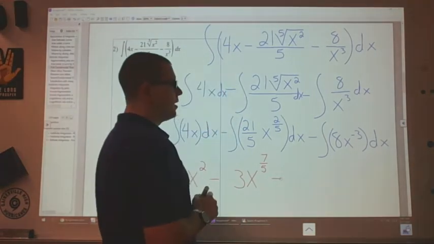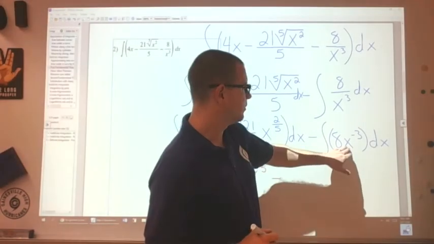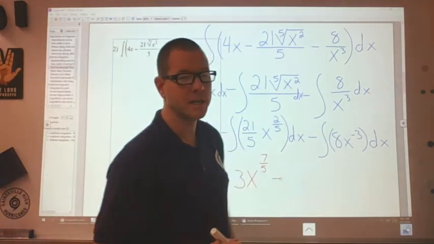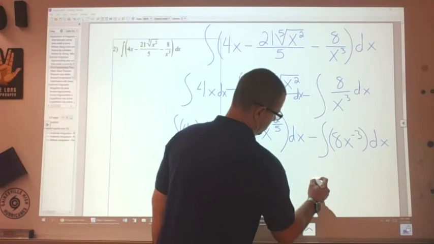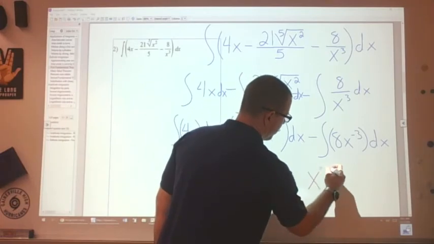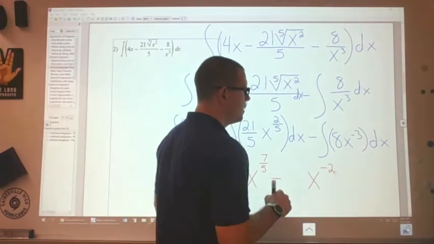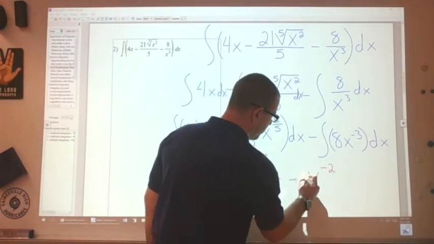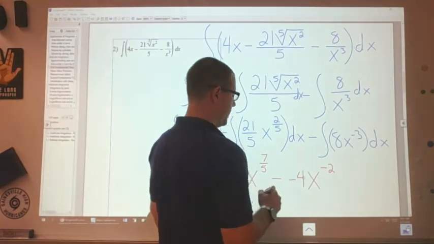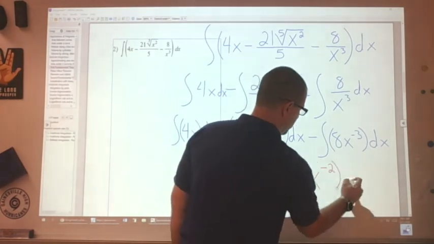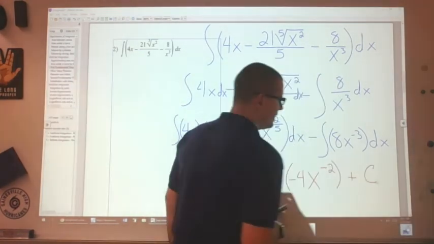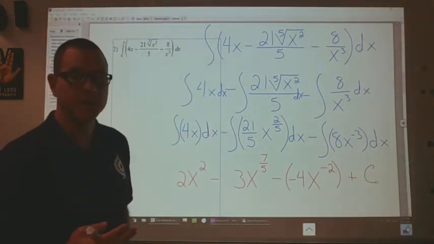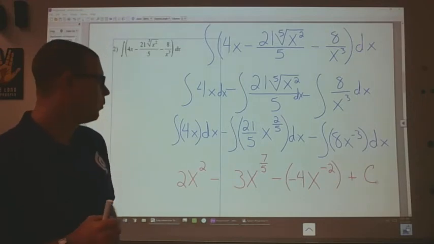And then we move on to our last integral here, x to the negative 3. We add 1 to the power, negative 3 plus 1, negative 2. Be careful with that. And 8 divided by negative 2 is negative 4. So we end up with that, plus C.